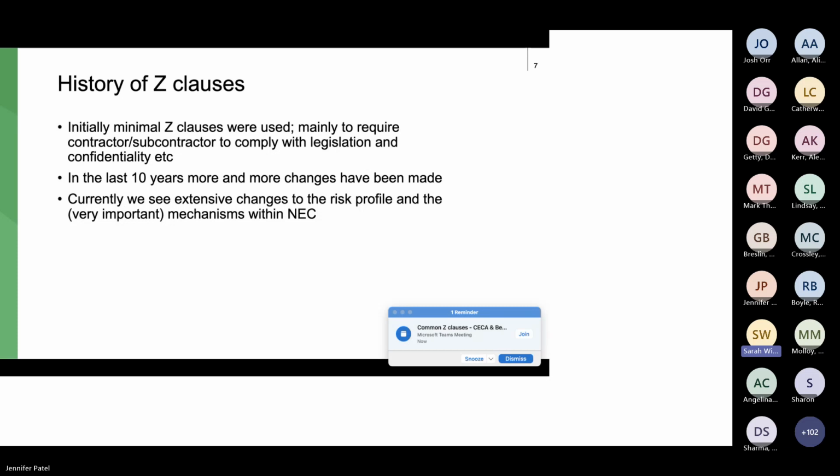What we've seen, I would say probably in the last 10 years, is a move towards far more extensive amendments. So changing the risk profile. So typically moving the risk, or more risk, onto the contractor. And also changing the mechanisms within the NEC, and we'll see examples of both of those as we go through. The next slide, please.